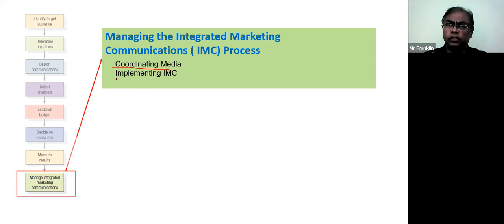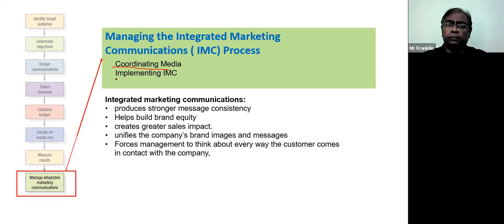It comes out on newspaper first, then it comes in social media. Sometimes it's together. How do you implement it? Implementation strategy also plays a very important role. Now, integrated marketing communication, the advantage is it produces consistency throughout.